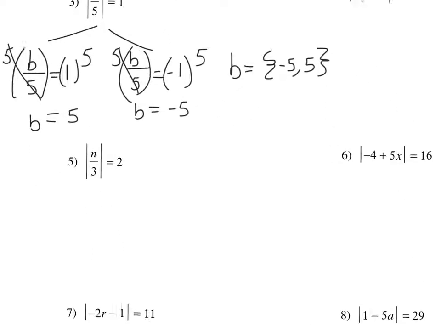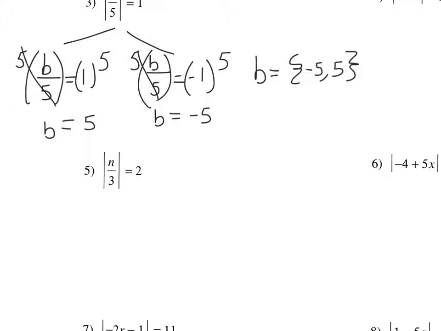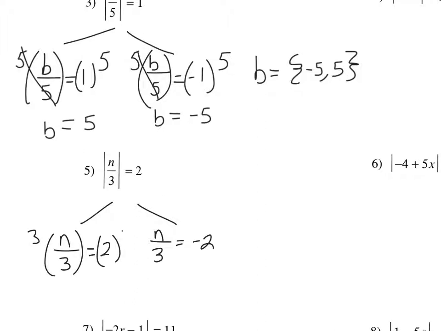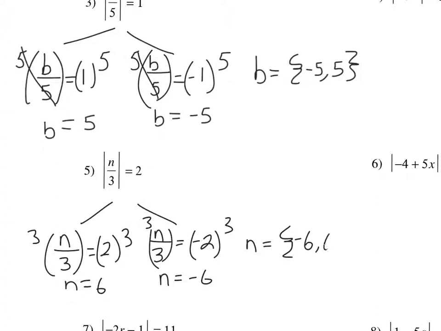Alright, let's move on to number 5. Similar to number 3. So split it up, we'd get n over 3 equals 2, and n over 3 equals negative 2. Have to multiply again both sides, this time by 3. And if you do that on both equations, you get n equals 6 and n equals negative 6. So your solution set would be n equals negative 6, comma 6.